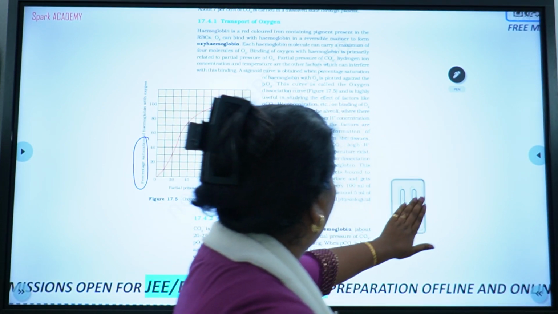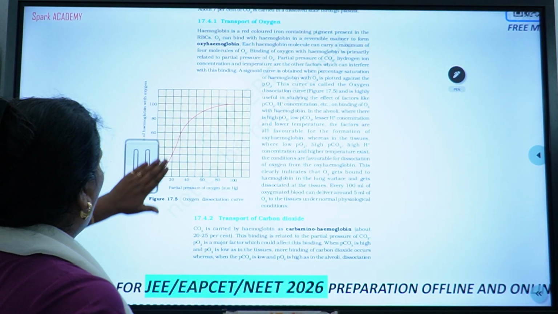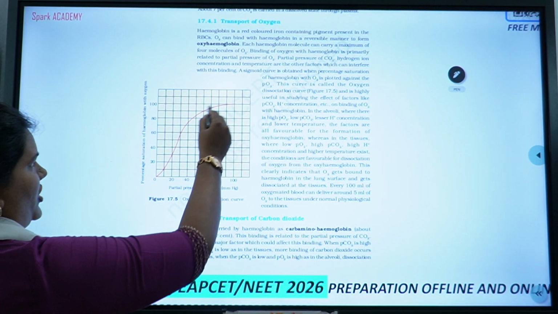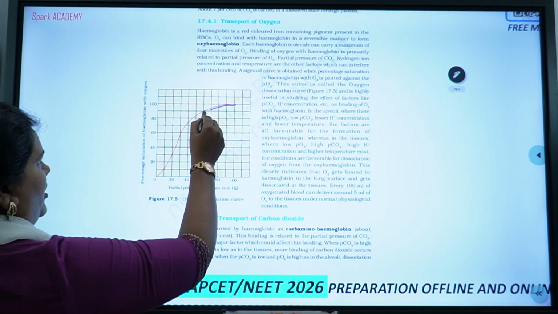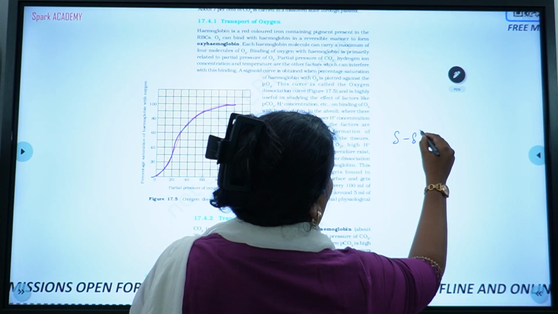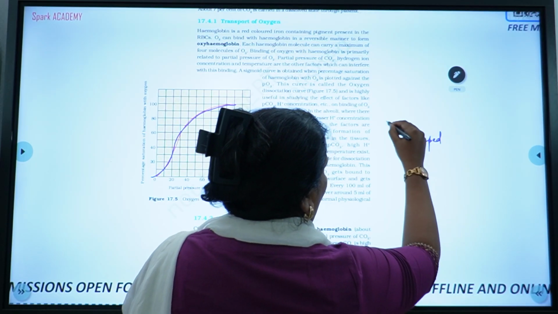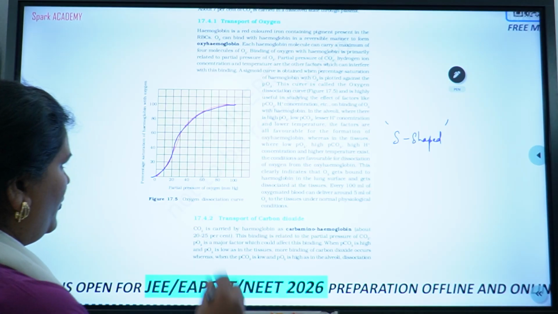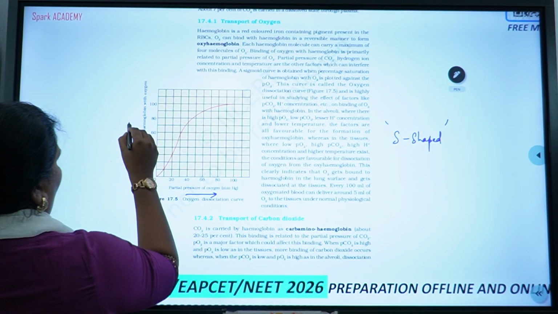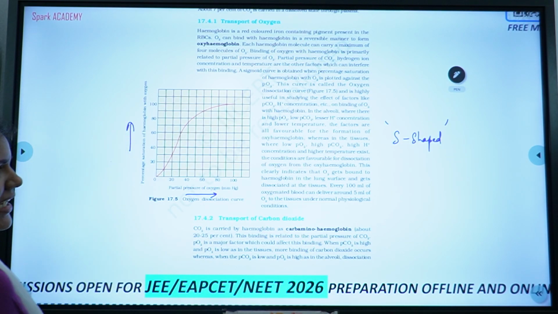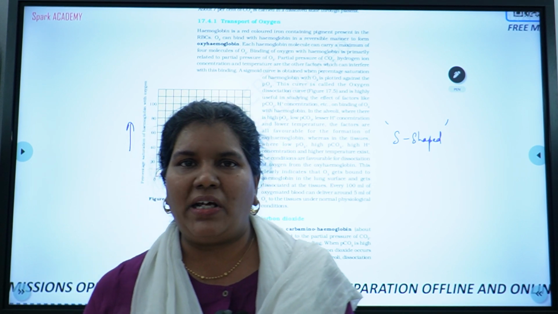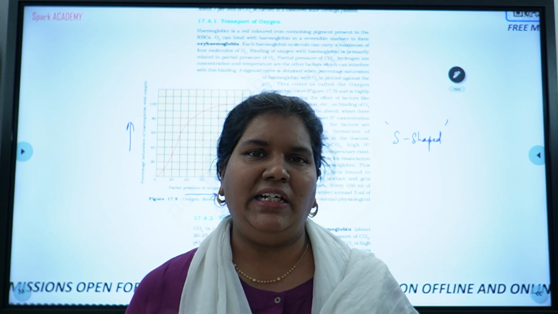When these two parameters are taken into consideration, what kind of curve do we get? We get a sigmoid curve. This shape is called a sigmoid curve, or we can also call it an S-shaped curve. Now, why did we get an S-shaped curve? If you look at the graph here, as the pressure increases, the percentage saturation also increases. That means partial pressure of oxygen is very important. The more the partial pressure, the stronger the binding.